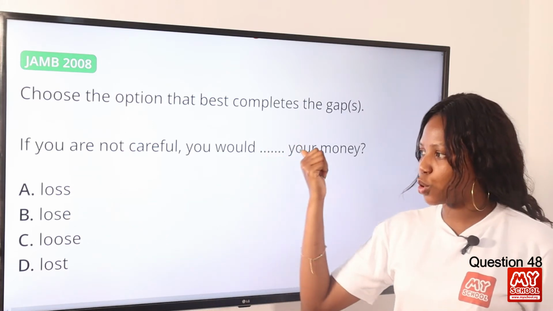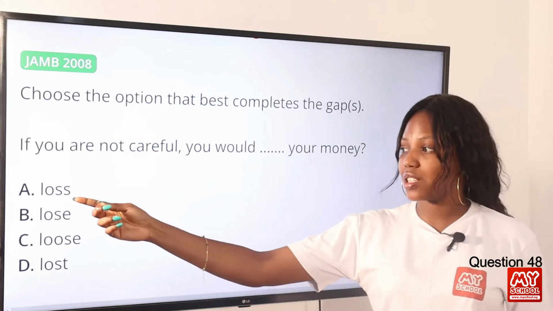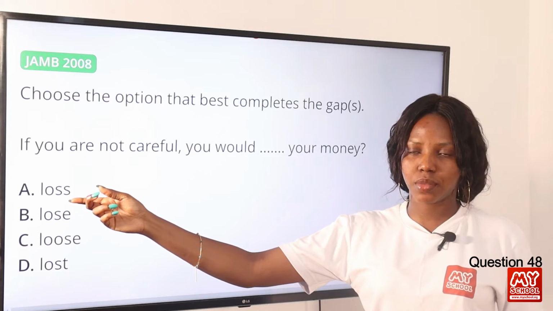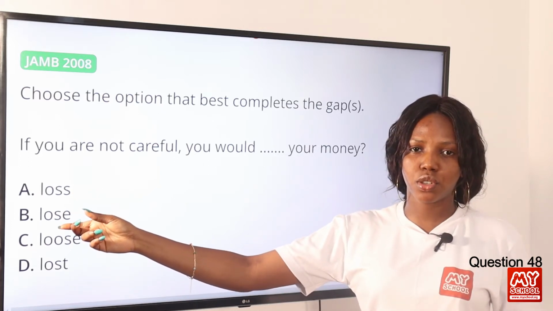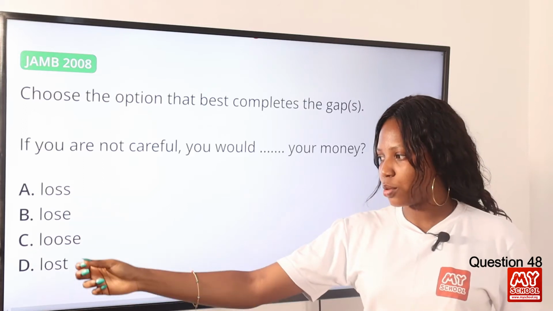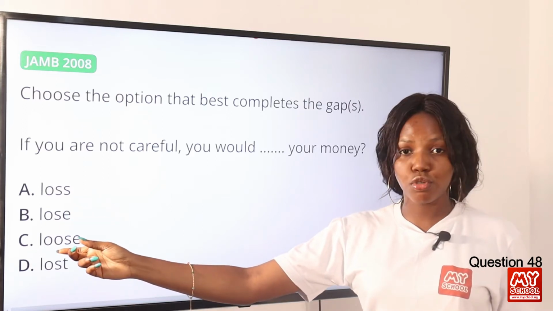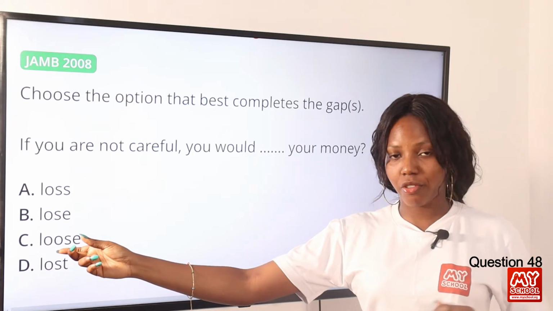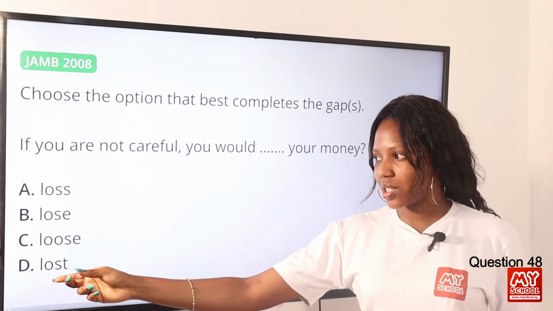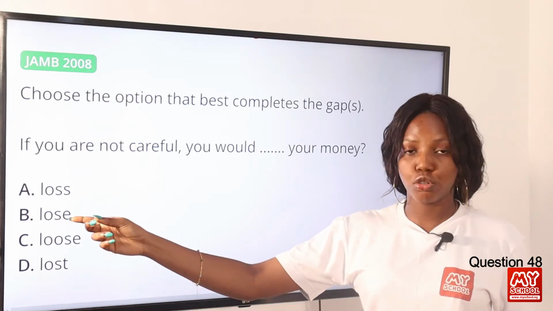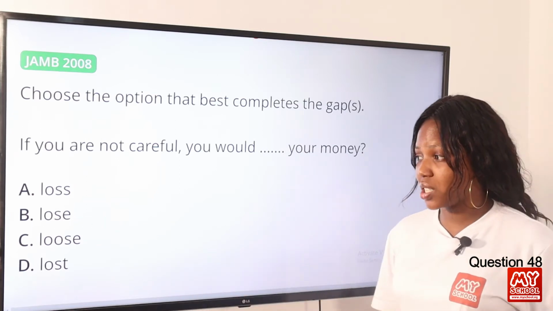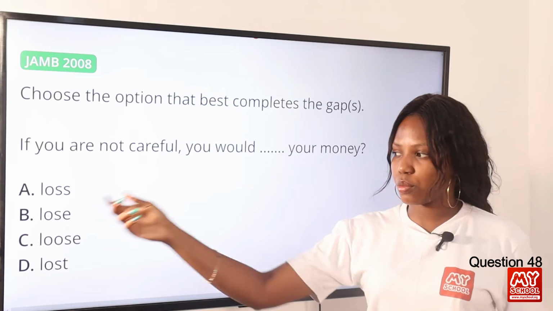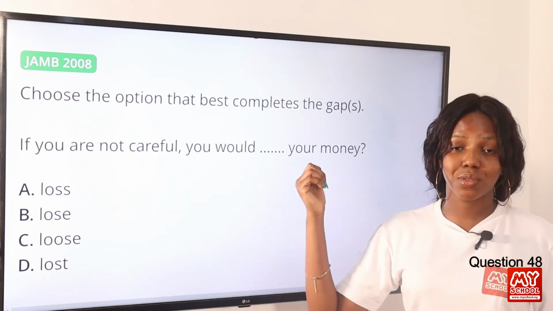We need a verb to complete the sentence. Option A is a noun, the process of losing something, loss. Option B is lose, which is a verb, to cease to have or own something. Option C, an adjective, loose, which is not tight or not firm. Then the last one, lost, is the past tense of lose. So we need a verb to complete this sentence, so we'll be settling for the present tense, which is lose. Option B, therefore, is the correct answer to this question.